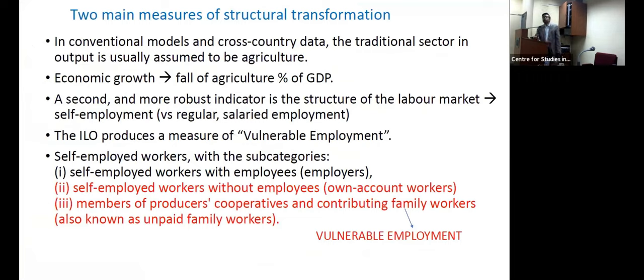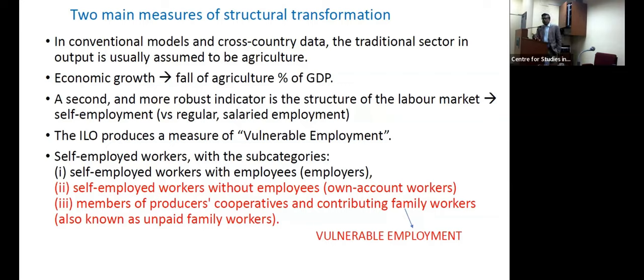So basically, we use two basic measures of structural transformation. One is share of agriculture in GDP. Yesterday, I showed you some numbers, and that's clearly a convincing indicator, going back to others who have documented this broad aspect of how economic development is associated with structural transformation. The second and more robust indicator is the structure of the labor market, self-employment versus regular salary employment.